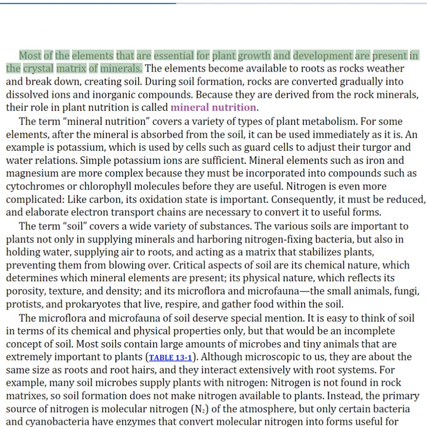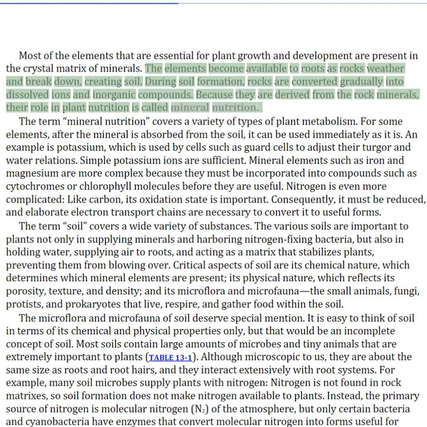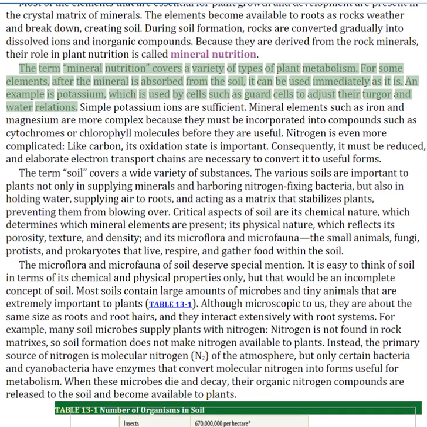Most of the elements that are essential for plant growth and development are present in the crystal matrix of minerals. The elements become available to roots as rocks weather and break down, creating soil. During soil formation, rocks are converted gradually into dissolved ions and inorganic compounds. Because they are derived from the rock minerals, their role in plant nutrition is called mineral nutrition. The term mineral nutrition covers a variety of types of plant metabolism.